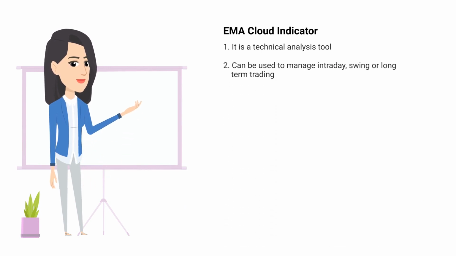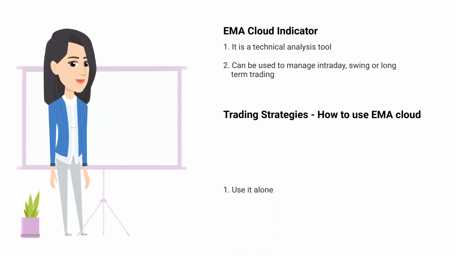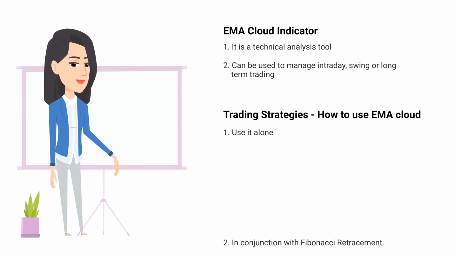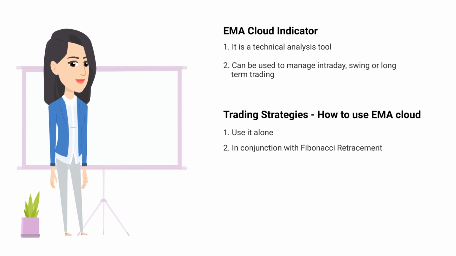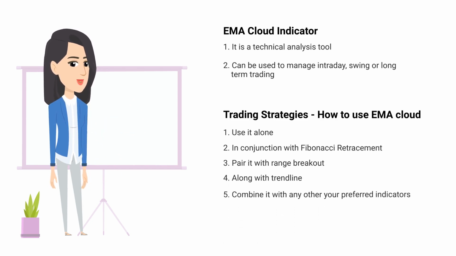EMA Cloud Indicator is a tool that can be used as a part of your technical analysis to assist you manage your trades. There are many ways to use EMA Cloud. For instance, you can use the EMA Cloud in conjunction with Fibonacci retracement, you can pair it with range breakout, simply use it along trendline, or combine it with any of your preferred indicators. There can be many combinations. For the purpose of this video, we will be looking at how to utilize EMA Cloud alone to manage your trades. Once you have learned how the EMA Cloud works, you can tailor it to fit in your trading strategy.